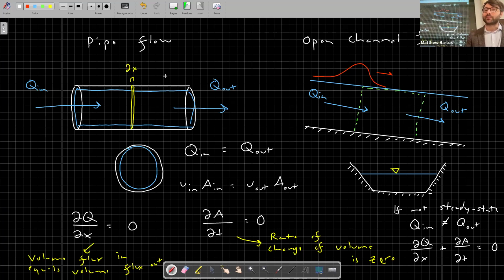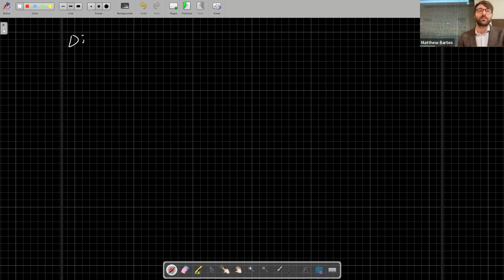There's also another difference that we can see just by looking at these diagrams that we're going to need to deal with. Look at the shape of the cross-section for pipe flow versus open channel flow. You'll notice that for pipe flow, the shape of that cross-section is always constant. For open channel flow, that's not necessarily the case. So let's take a look at the differences between these two types of flow in terms of the hydraulic geometry.